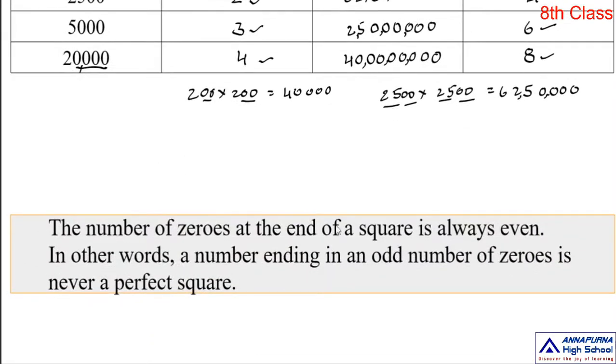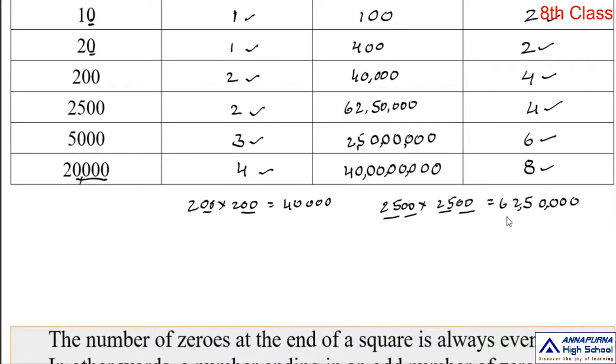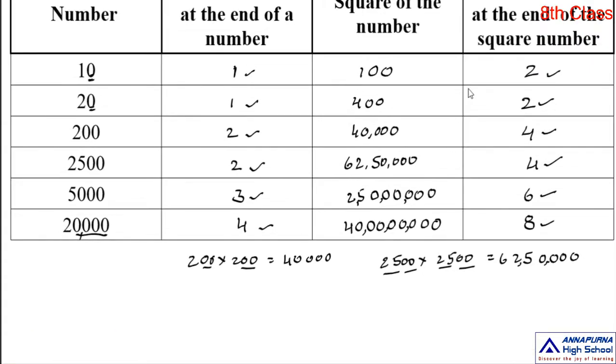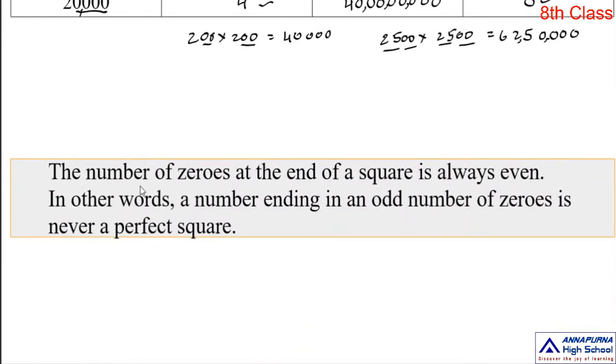The number of zeros at the end of a square is always even. We observe that point very clearly here. The square of any natural number ending with 0 ends with an even number of zeros. Is it clear? So this is the second property: the number of zeros at the end of a square is always even. In other words, a number ending in an odd number of zeros is never a perfect square.